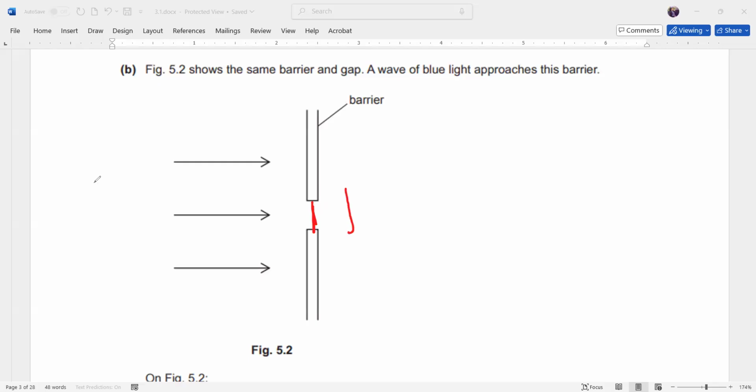So the best way is to draw the vertical lines first, and the distance should be less than this gap size. And just the edges will bend. Is it clear, this one, about the diffraction?